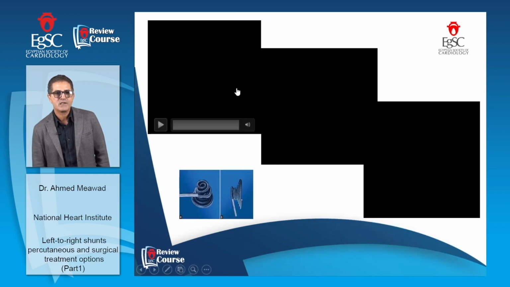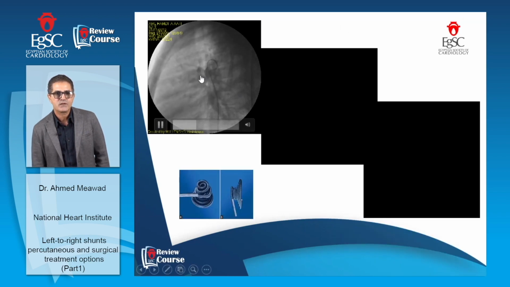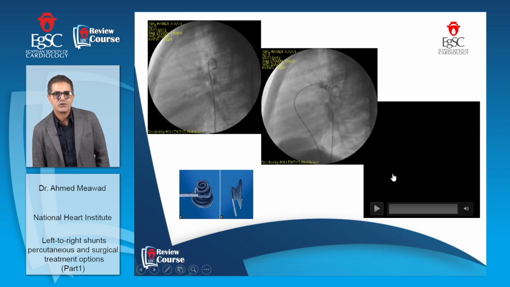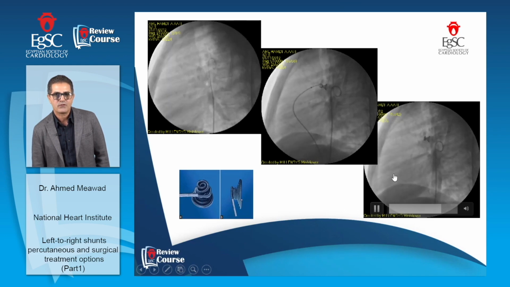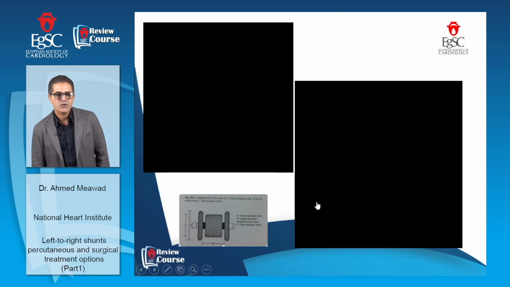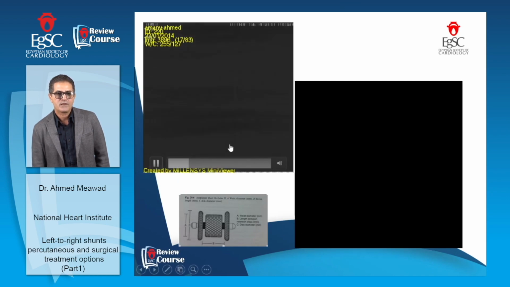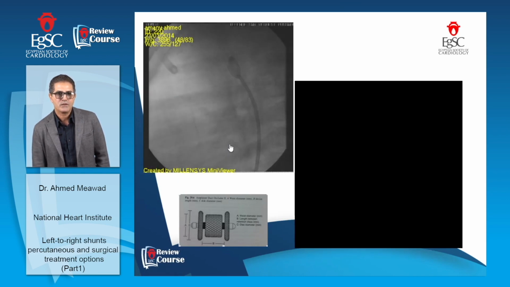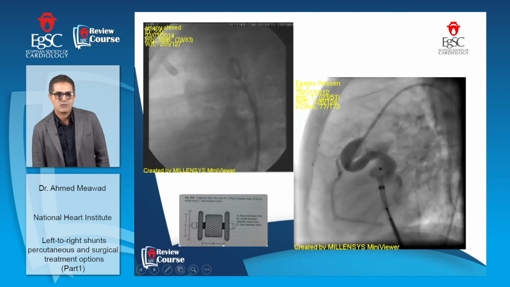If the pulmonary end is too small and can't be crossed by the large sheath of the duct occluder, we use this coil, which can be introduced through a 4 or 5 French catheter. Also, if the PDA is tubular like this one, we use the vascular plug.